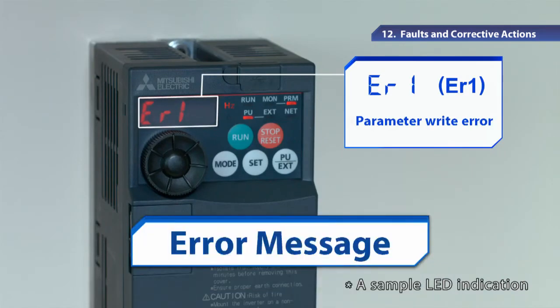Let's start off with error message. An error message is displayed regarding operational and setting errors caused by the operation panel or the parameter. The inverter does not trip.